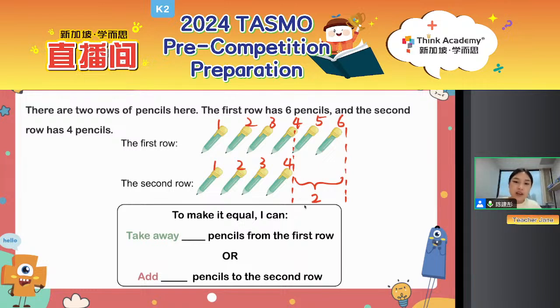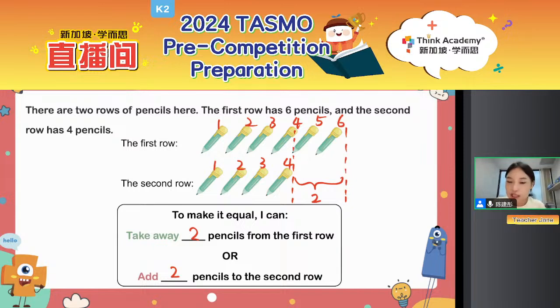So if we want to make the same amount, yes, good job, Julian, Sydney, Changfan, we can take away 2 pencils from the first row, or we can add 2 more pencils to the second row. So this is the first way, that if we have more pencils, we can add more pencils or take away some pencils from them. We can change the amount, right?